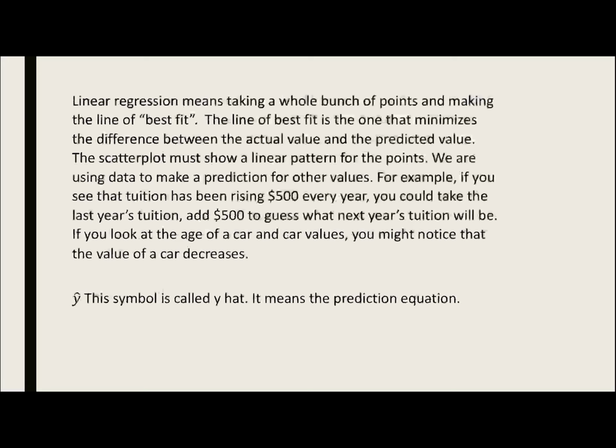Linear regression means taking a whole bunch of points and making the line of best fit. The line of best fit is the one that minimizes the difference between an actual value and the predicted value. The scatter plot must show a linear pattern for the points. We're using data to make a prediction for other values.